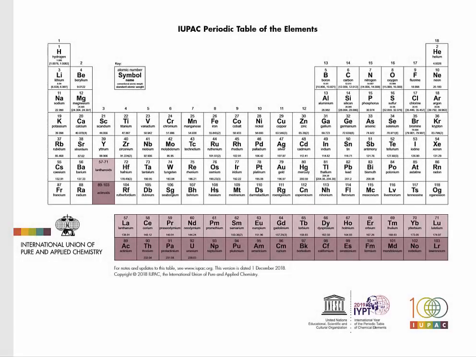Let us now focus our attention on the periodic table. The periodic table has 18 columns. The columns are usually referred to as groups in chemistry. So that means there are 18 groups. And you can see the label on top of the groups, 1, 2, up to 18.